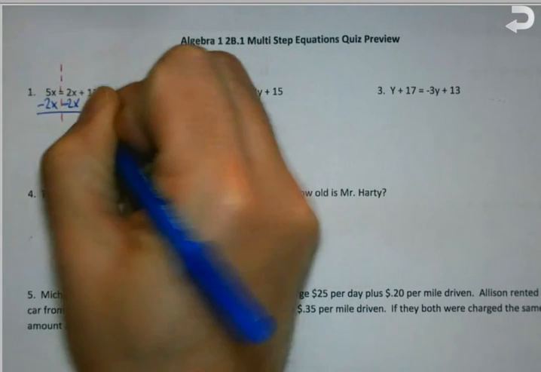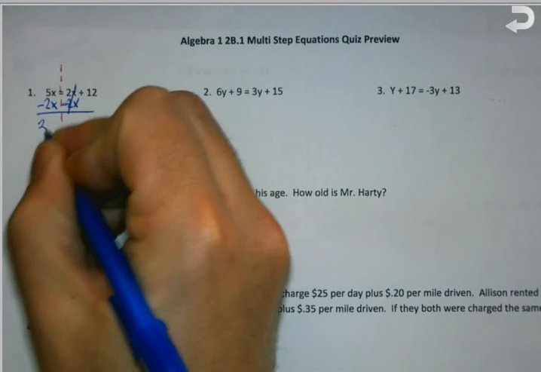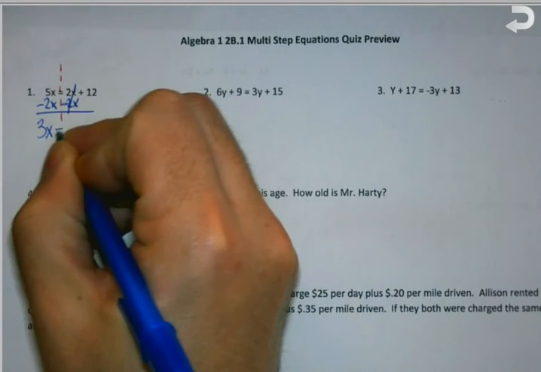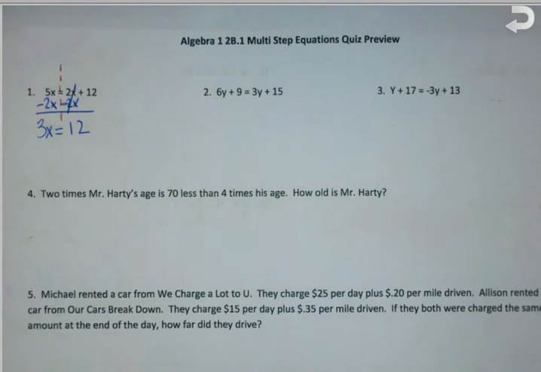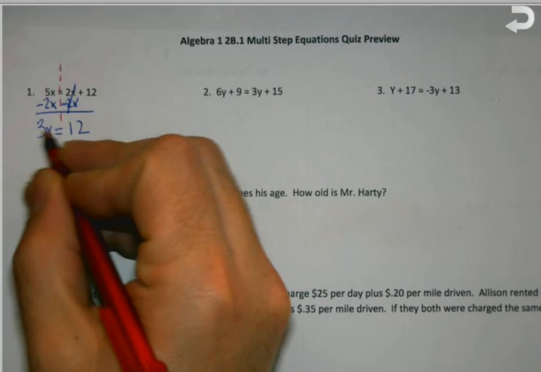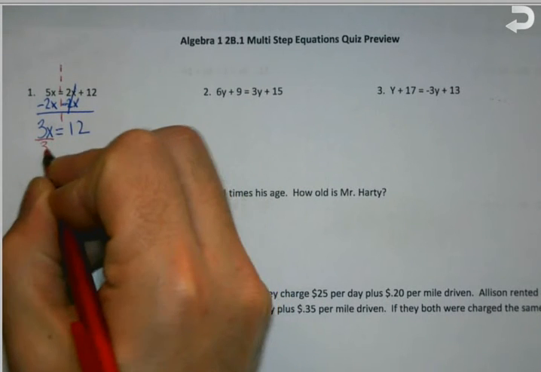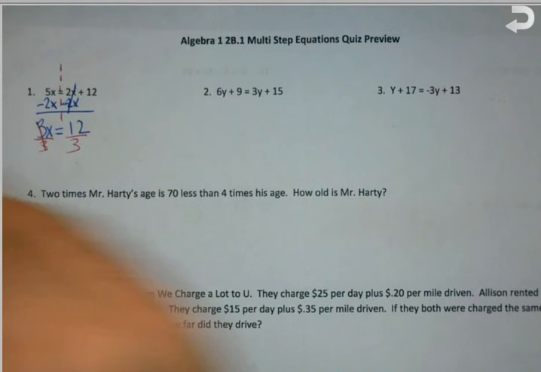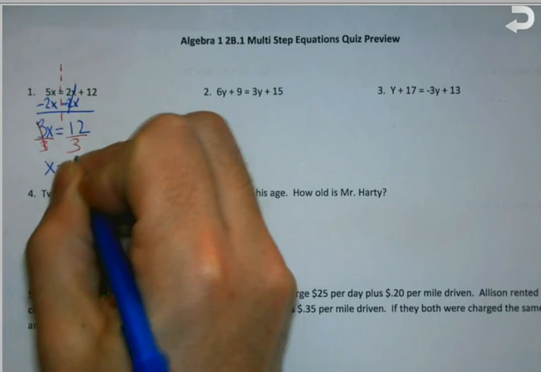Subtract the 2. So I got 3x over here, and again, still got my equals. That's right, because since I'm doing 3 times x here, the opposite is to divide by 3. x equals 4.